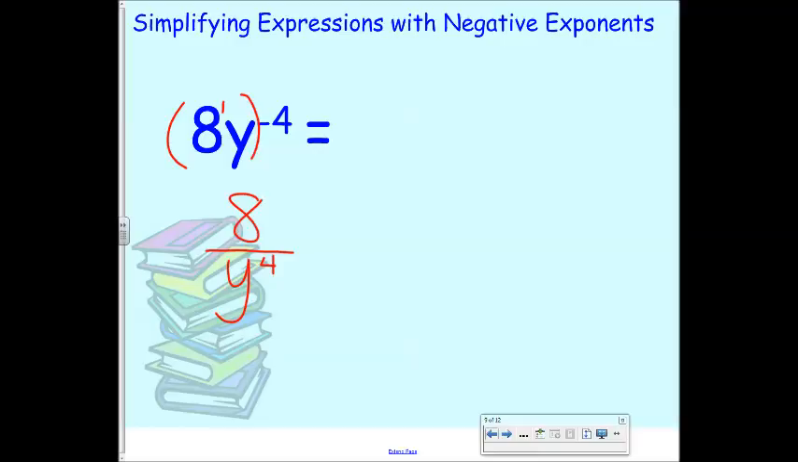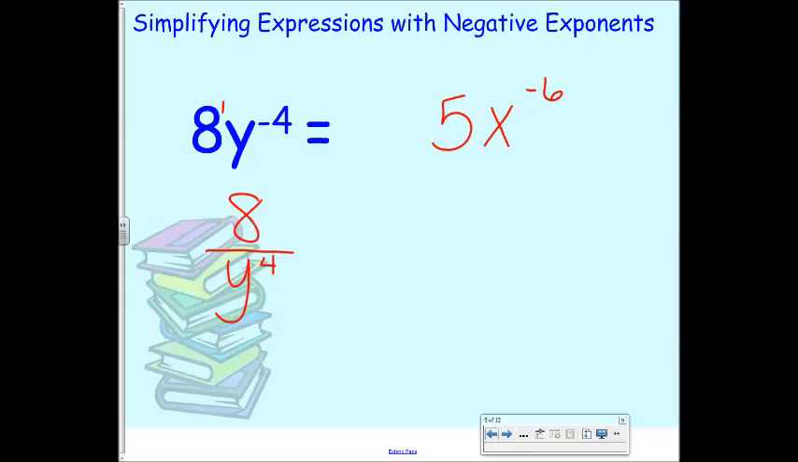So if you have 5 times x to the negative 6th, what would this look like? Which moves to the bottom? The x to the 6th. And where does the 5 stay? Up on the top.